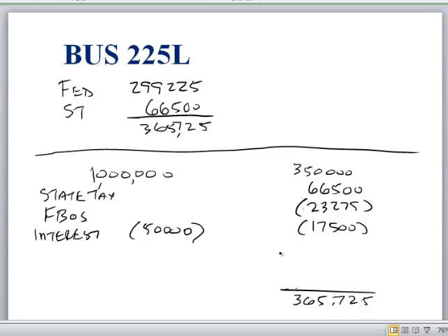Okay. Does that foot? I don't think so. No, it's because of the 75 down at the bottom. Tax credit, right? Okay. All right. Does that foot? Yep, that looks good to me.